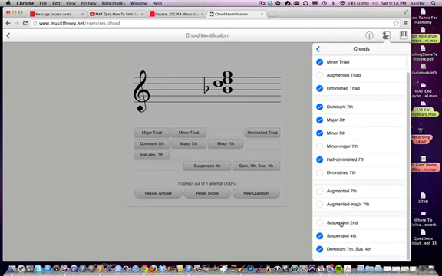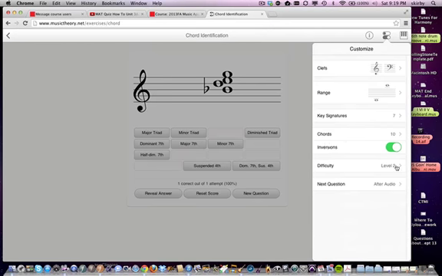And then down here at the bottom, we are doing suspended fourth and suspended second. I would also recommend sus2 because it's a very common chord in pop music, and it's the same concept. It's just sus4 is a fourth instead of a third, and sus2 is a second instead of a third. So those are the ones that you should choose for identification.